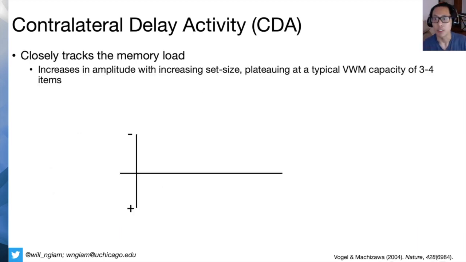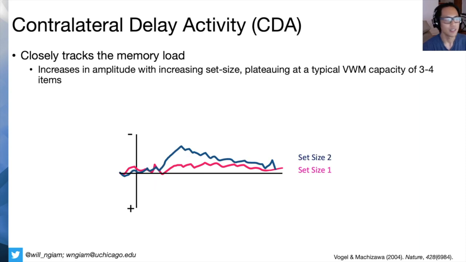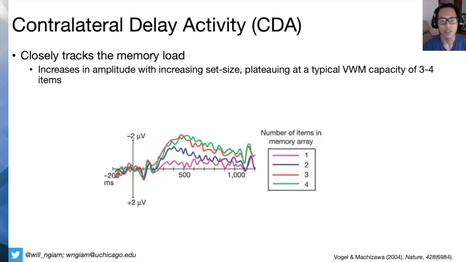It closely tracks the memory load, so it increases in amplitude with increasing set size. So I've just stylized it here. So set size 1 might look like something like this. Set size 2 has a little bit of increased negativity. Set size 3, and then set size 4. And you can see that set size 4 tends to plateau at the same spot as 3, and that's in line with our visual working memory capacity estimates of about 3 to 4 items.